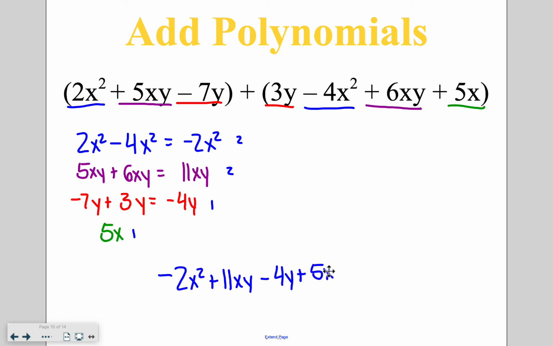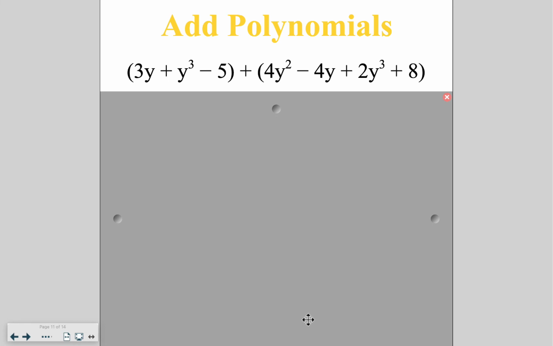When you are arranging in standard form, if they have matching degrees, you can go ahead and put them in either order. So you also could have written this final answer as 11xy minus 2x squared plus 5x minus 4y, or any other combination that keeps the degrees in the correct order. Go ahead and try this one on your own.